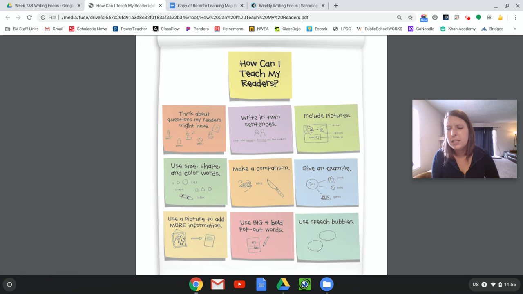The last one says using speech bubbles. And to be honest with you, I think that's a little bit confusing to do in nonfiction books. So just skip that one over for now.